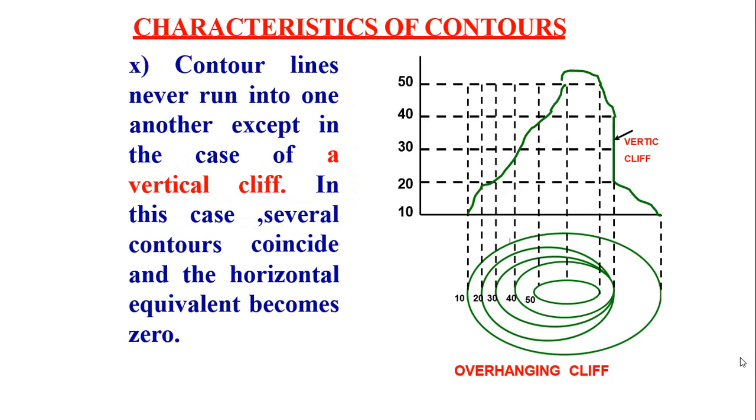Next, contour lines never run into one another except in the case of a vertical cliff also. So, in this case several contours coincide and the horizontal equivalent becomes 0. So, in the vertical plane the contours coincide with each other. As you can all see, the image displayed over here is an example of a vertical cliff.